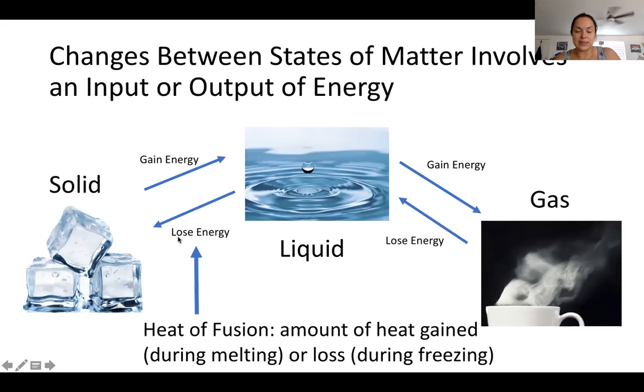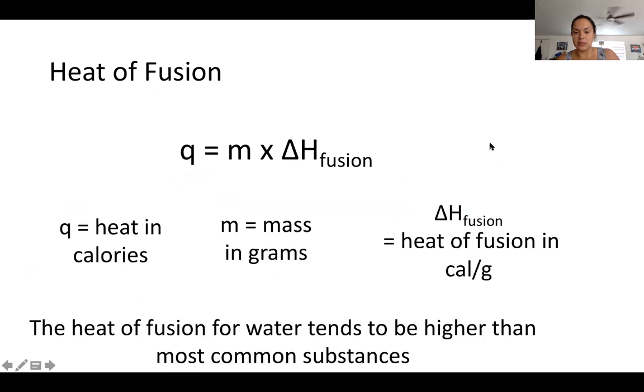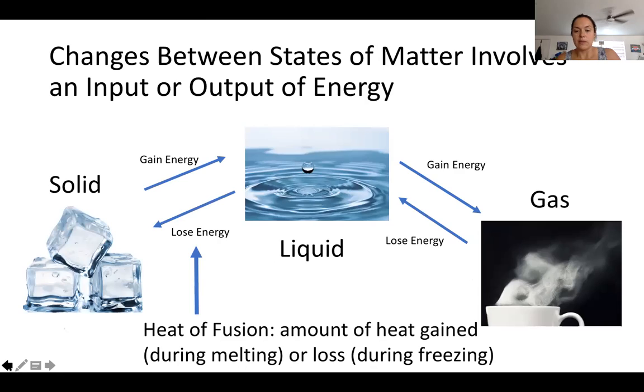In going from a solid to a liquid, we call it the heat of fusion. The heat of fusion tells us the amount of energy, the amount of heat, that's gained during melting or the amount of heat that's lost during freezing.